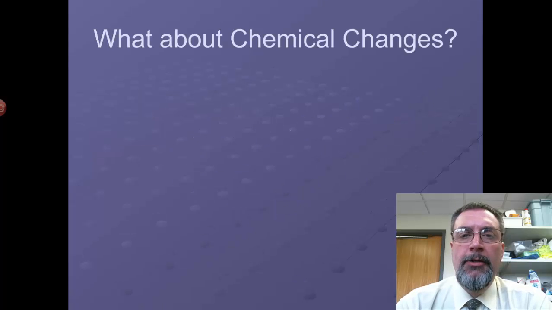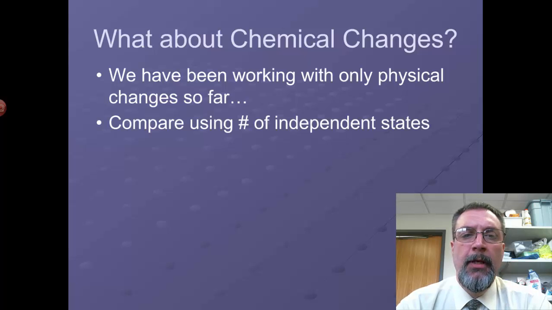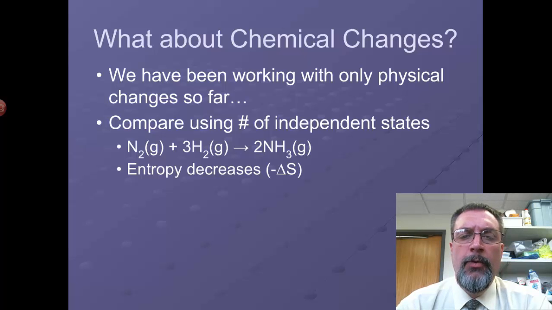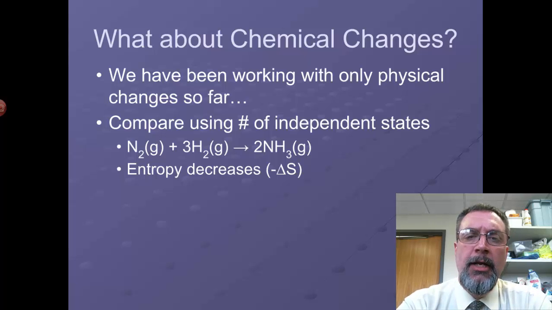What about chemical reactions? Now, we've been looking at boiling or melting. Those are physical changes. What about chemical changes? We can compare if we talk about independent states. All right, so here we have N2 gas plus 3H2 gas goes to 2NH3 gas. We should expect a decrease in entropy. Why does this reaction have a decrease in disorder or an increase in order?